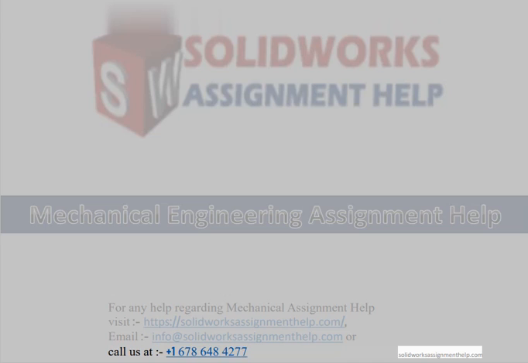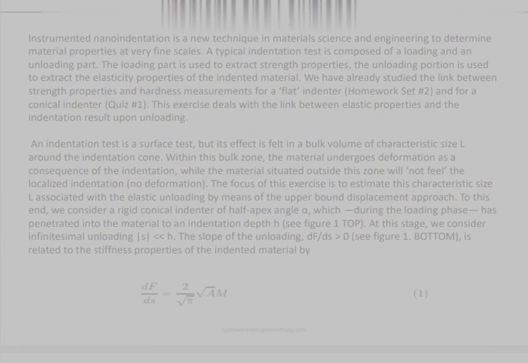Problems and solutions. Instrumented nanoindentation is a new technique in materials science and engineering to determine material properties at very fine scales. A typical indentation test is composed of a loading and an unloading part. The loading part is used to extract strength properties. The unloading portion is used to extract the elasticity properties of the indented material.